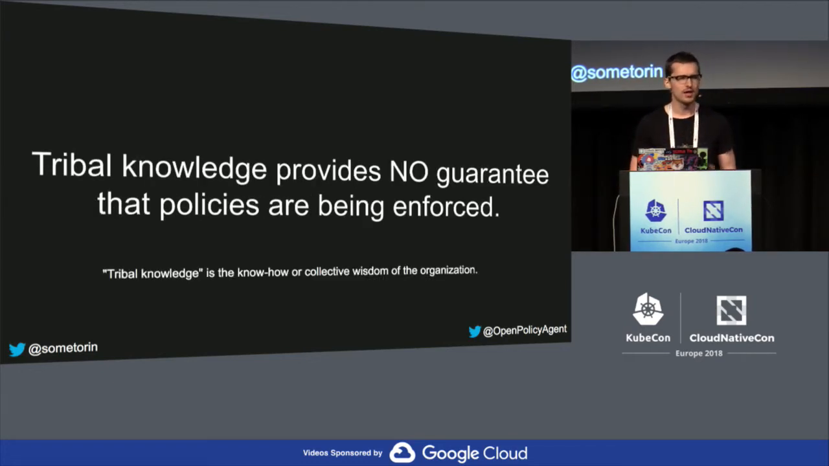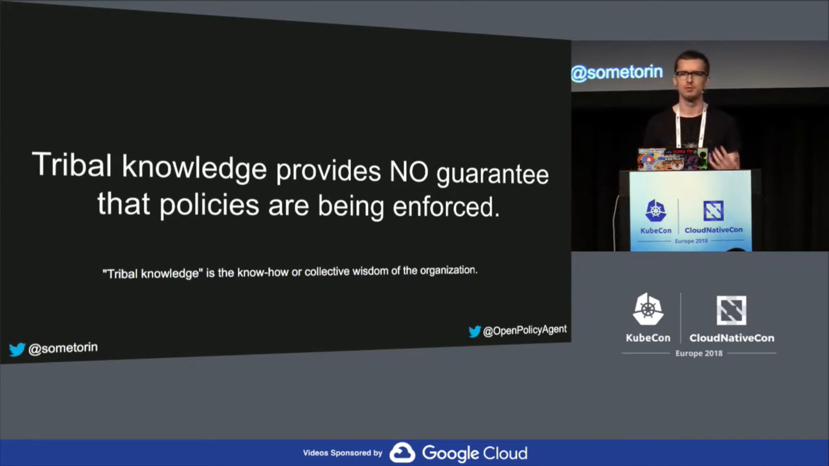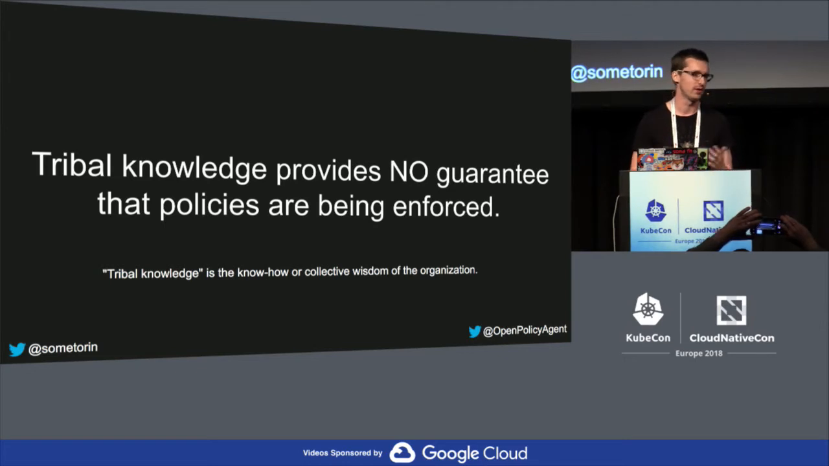But at the same time, like I said before, we often fall back to things like wikis and spreadsheets. There's this term called tribal knowledge, which basically means know-how or the collective wisdom of the organization. And so a lot of the time we rely just on tribal knowledge to run these systems. The problem with tribal knowledge is that it doesn't provide any guarantee that policies are being enforced. You're basically just hoping that workloads get deployed to the right place and that firewall rules get provisioned correctly and so on.